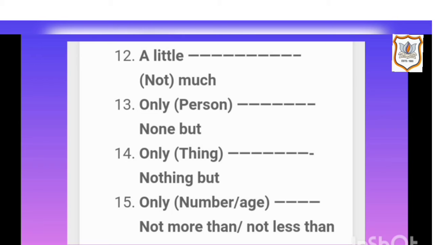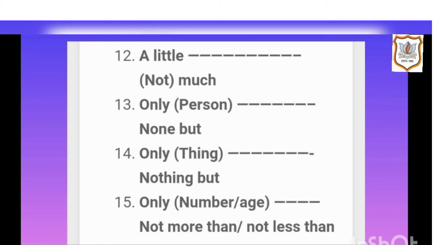Okay, the next is only. When the word only is given in an affirmative sentence for a thing, we will change it to nothing but. For example, only the moon was visible. Nothing but the moon was visible.